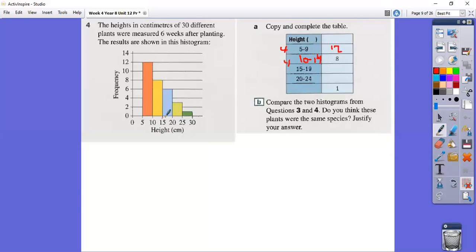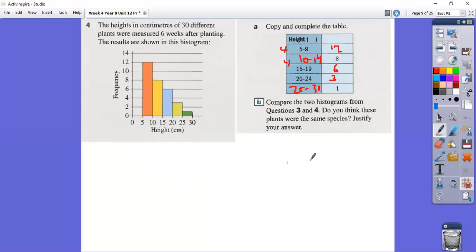So 15 to 19, if I look at here, the frequency would be 6. 20 to 24 is here, and we could say that's about 3. And the last one would be 25 to 30, which will be here. So then you do the table correctly, properly, and then do the comparison.